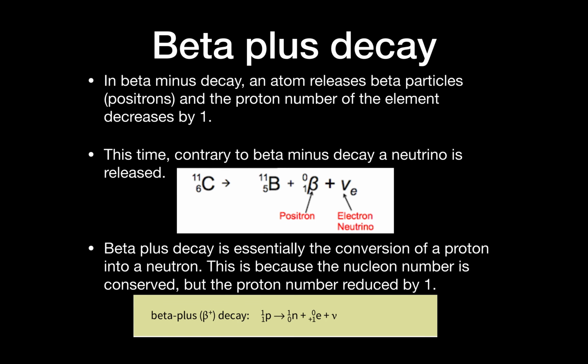Beta plus decay is essentially the conversion of a proton into a neutron, just the opposite of beta negative decay. This again is because the nucleon number is the same for both the nuclei that are formed, 11 and 11, but the proton number decreases. For that to happen, a proton has to convert itself into a neutron. Therefore, beta plus decay can essentially be boiled down to this equation, where there is a proton with one mass, one charge converting to a neutron with one mass, zero charge, and a beta plus particle with a neutrino.